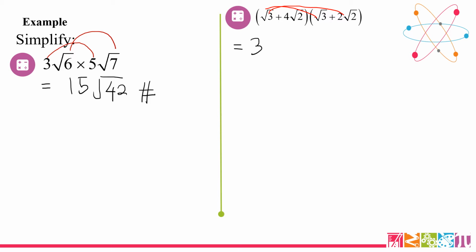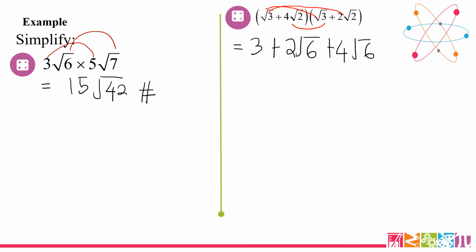Remember, roots times together. So, what we get is 2. Root 3 times root 2 is root 6, because 3 times 2 is 6. Next, 4 root 2 times root 3. So, 4 root 6, because root 2 times root 3 is root 6.